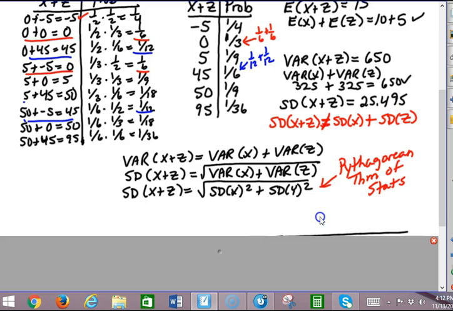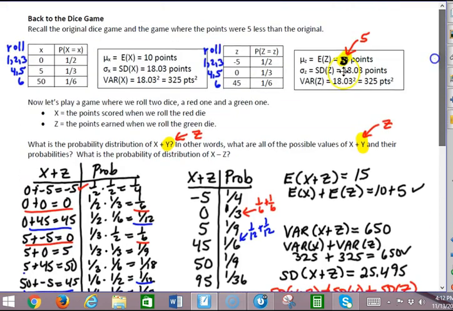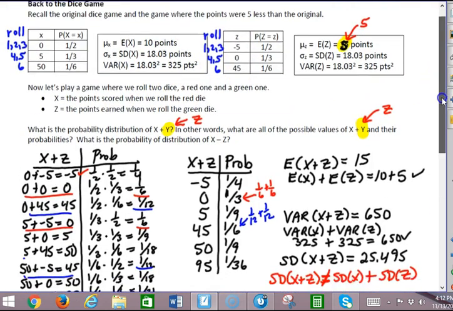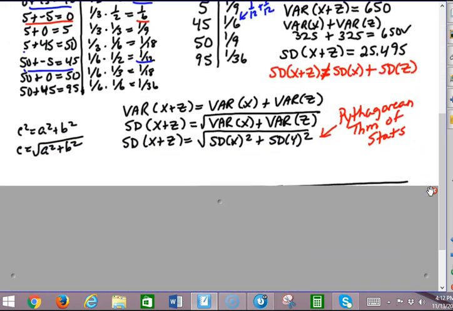Okay, so in other words, c squared equals a squared plus b squared, so c is the square root of a squared plus b squared. So that's basically what we're doing with standard deviation. Testing it out with the specific numbers, we know up here that the standard deviation for each individual random variable is 18.03. So let's check this out.